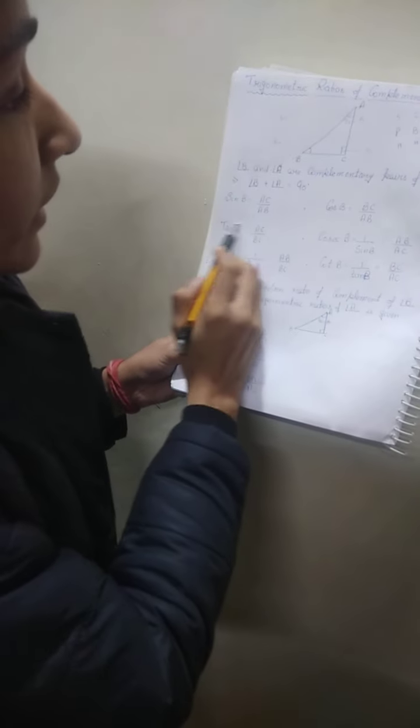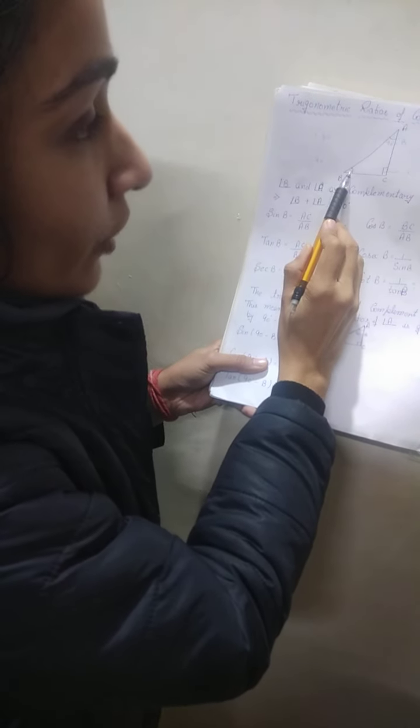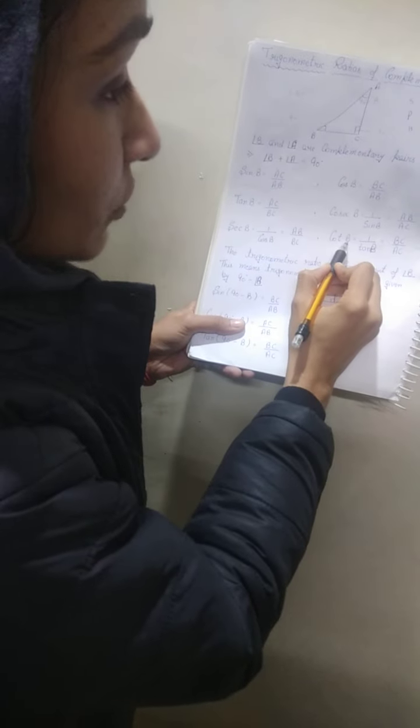Okay, then we will write trigonometric ratios for an angle of reference at point B. Okay students, sine theta is equal to AC over AB, cos theta is equal to BC over AB. Then the rest of the trigonometric ratios you can find easily by yourself.